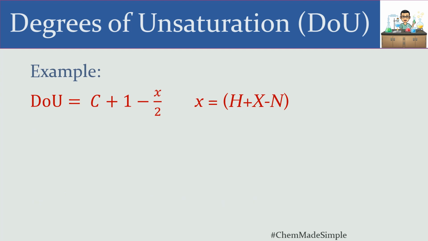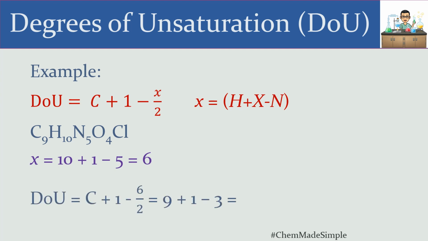All right, let's do one more. So let's say I have C9H10N5O4Cl. All right, let's incorporate everything we just mentioned. So the first thing I'm going to calculate is how many hydrogens plus halogens minus nitrogens do I have? So my number of hydrogens is 10, my number of halogens is 1 because there's a chlorine, and my number of nitrogens is 5, so that x value is going to be 6. So now I'm going to plug that into C plus 1 minus x over 2. C plus 1 minus 6 over 2 is going to be, in this case, 9 carbons, so I have 9 plus 1 minus 3. And 9 plus 1 minus 3 is going to give me 7. So there's 7 degrees of unsaturation on this molecule.